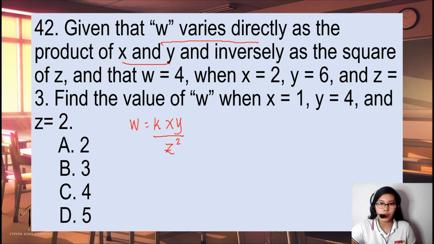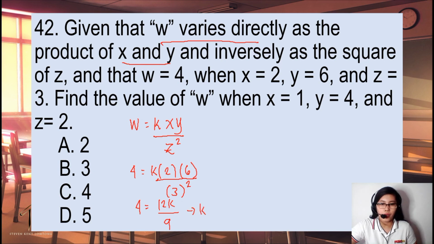And we have the given condition: w is equal to 4 when x is equal to 2, y is equal to 6, and z is equal to 3. So we have 4 is equal to 2 times 6 is 12, over 3 squared is 9. Therefore, our k, or the constant of proportionality, is equal to 3.